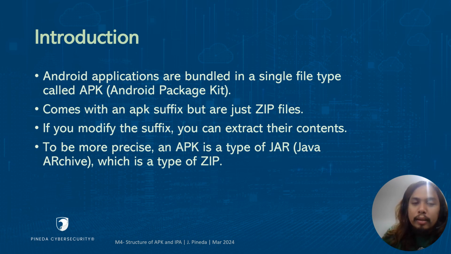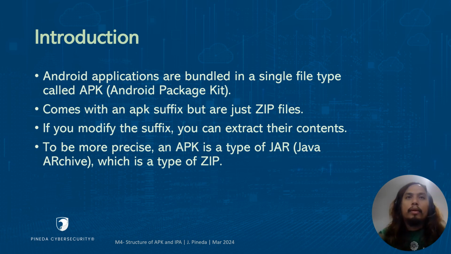But these APK files are just zip files. If you rename the APK to zip, you can decompress it. If you modify the suffix, you can extract the contents. And to be more precise, an APK is a type of JAR or Java archive, which again is a type of zip file.